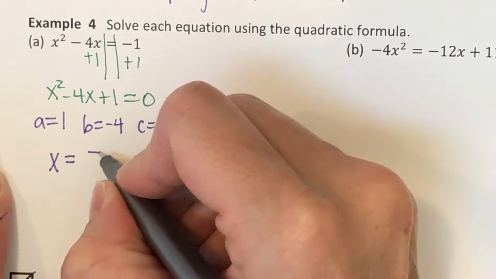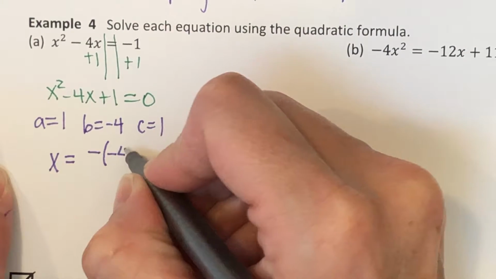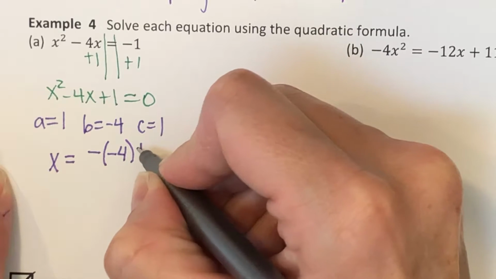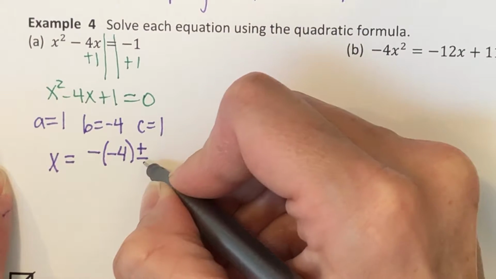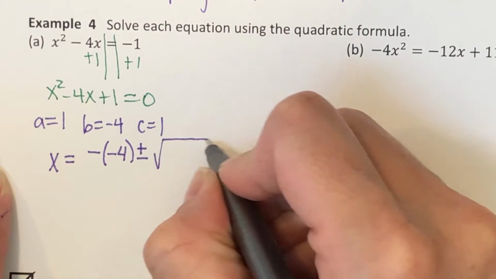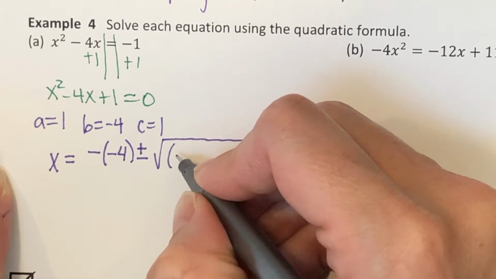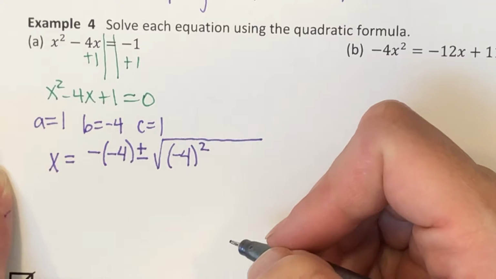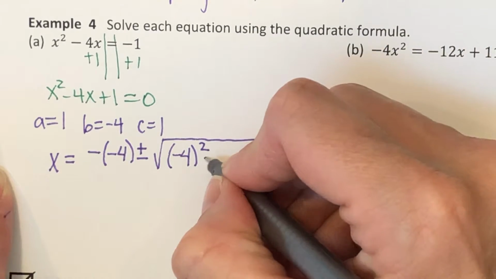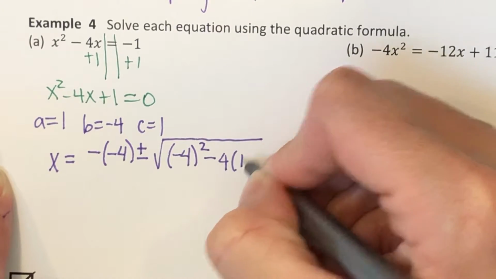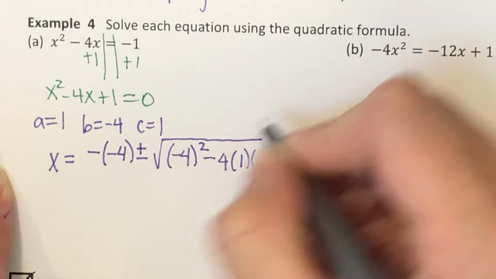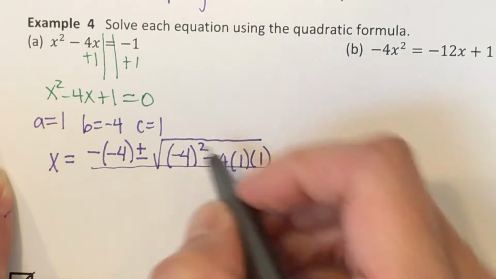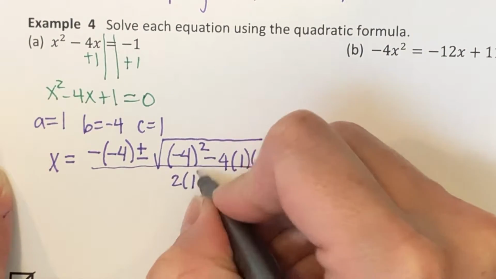It's the opposite of b, so the opposite of -4, plus or minus, that gets us our 2 answers for our quadratics. The square root, I always put my b in parentheses and square it so that I don't mistype it in my calculator. Minus 4ac, all over 2a.